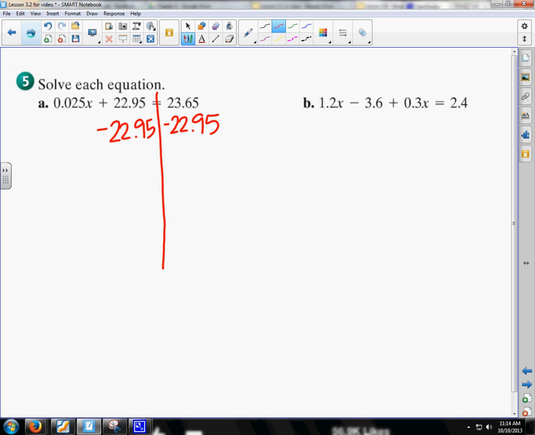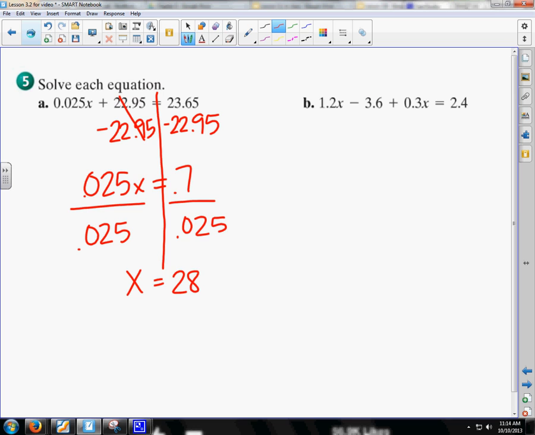So my first step in this is I'm going to minus 2295 from both sides. So 2365 minus 2295 is 0.7 equals 0.025x. And then I'm going to divide by 0.025. So 0.7 divided by 0.025 is 28. So my answer is 28. Try this next one and then we'll go over it.